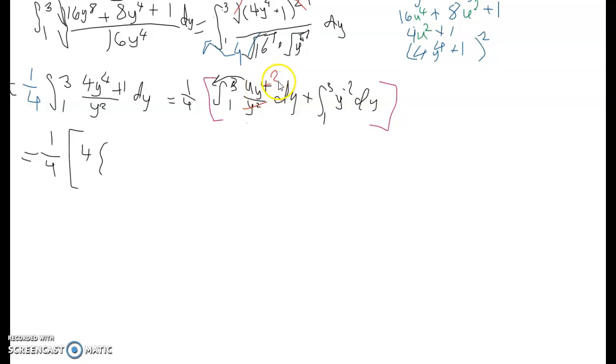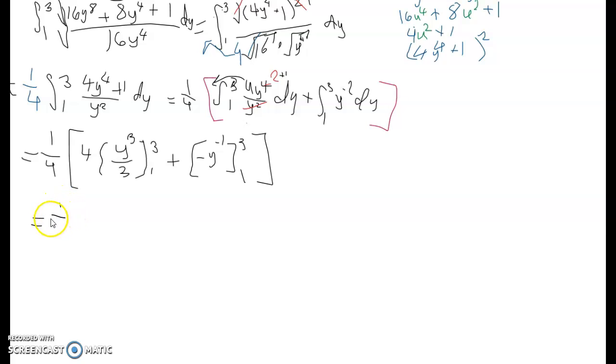Four of y squared, so that's plus 1, and so it'll be y over 3 to the third of 1 to 3 plus, and this will be just plus 1 is y to the negative 1, and it would be over a negative 1, so negative 2 plus 1, and that would be 1, 2, 3.